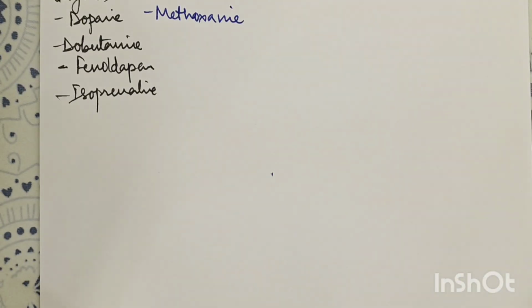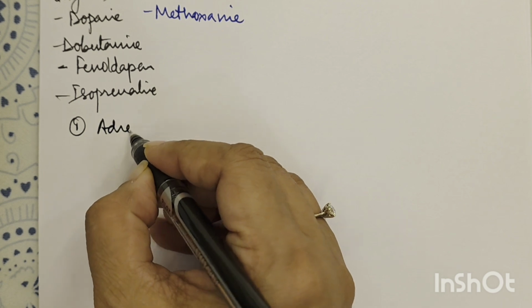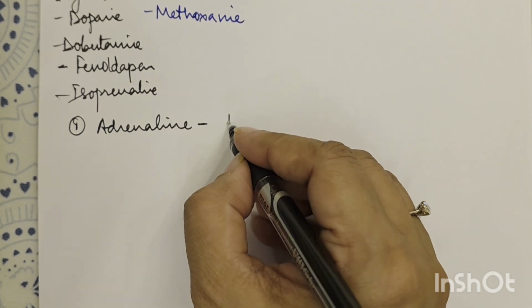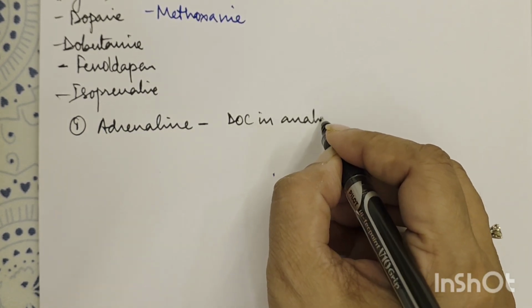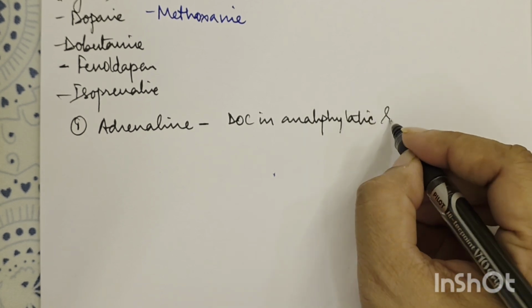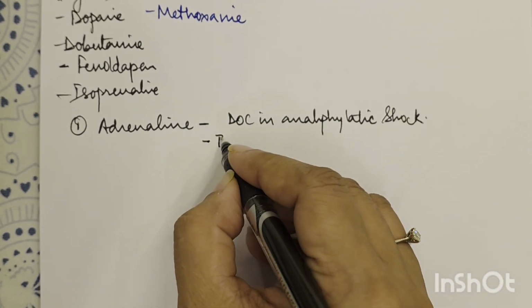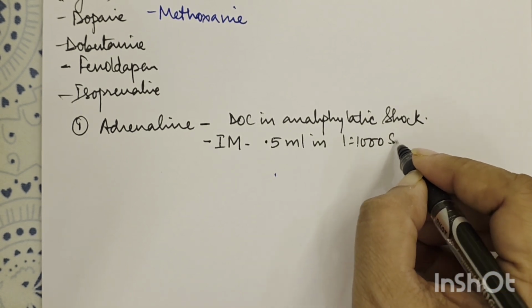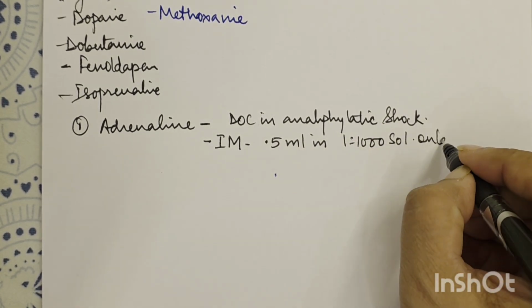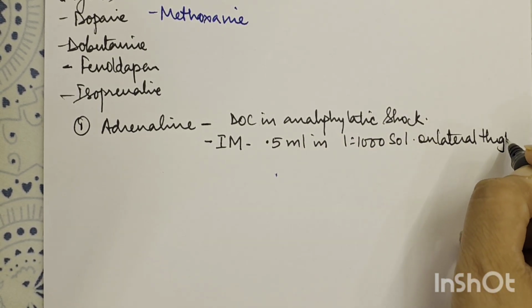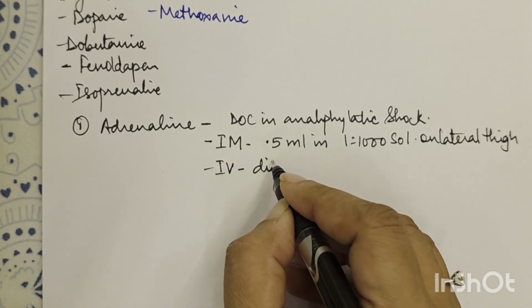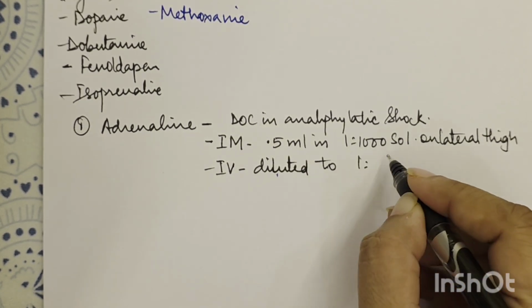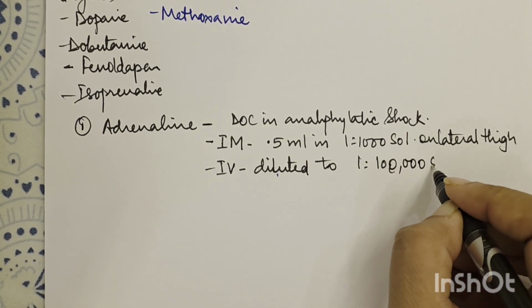So the first drug that we'll take is adrenaline. Now adrenaline is the drug of choice in anaphylaxis, in anaphylactic shock, okay. Always remember this. How do we give it? Intramuscular 0.5 ml in 1:1000 solution, okay, on the lateral thigh. If you have to give it IV, then it has to be diluted to a 1:1 lakh solution.